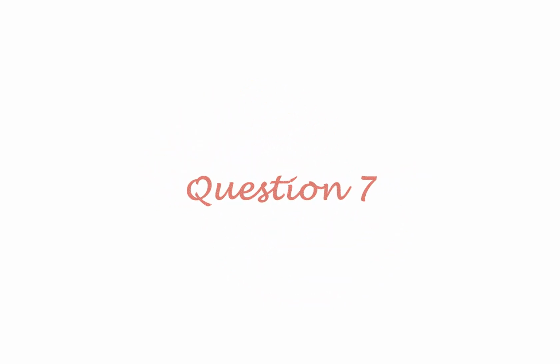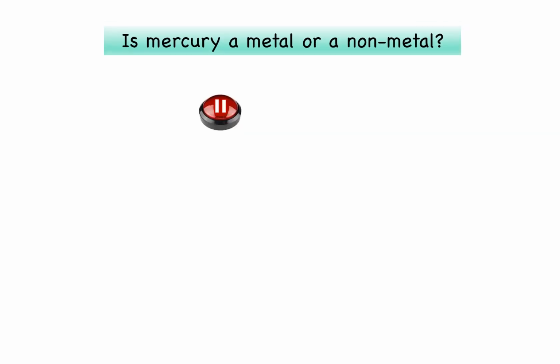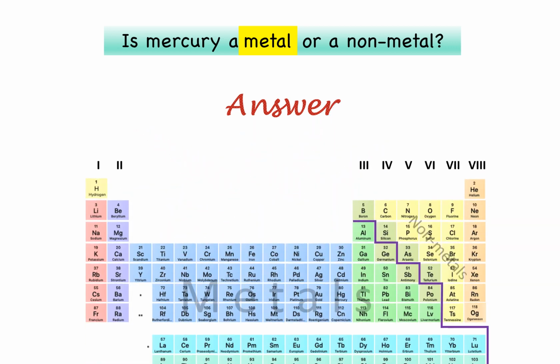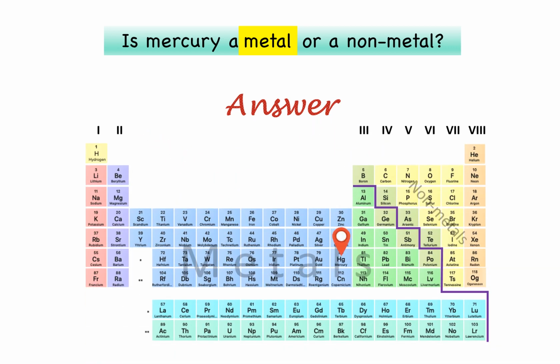Question 7. Is mercury a metal or a non-metal? Because of its harmful effects on the nervous system, mercury has become less commonplace than it used to be. It is a metal with the interesting characteristic that it is a liquid at room temperature. Its location on the left-hand side of the zigzag line on the periodic table indicates that it is a metal.